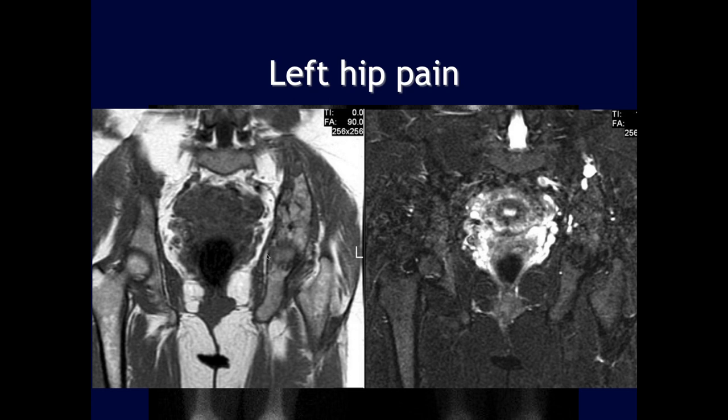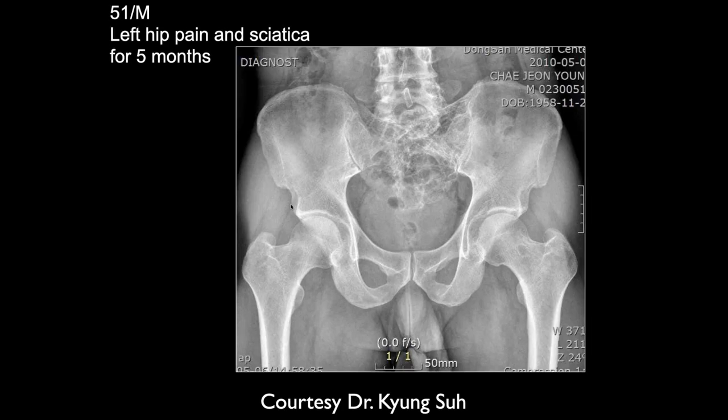So here we have the MRI, we have just cortical expansion and kind of mildly increased STIR signal and T1 hypointensity throughout that left ischium, thickened trabeculae. I don't see a soft tissue mass. Left hip pain and sciatica for 5 months.